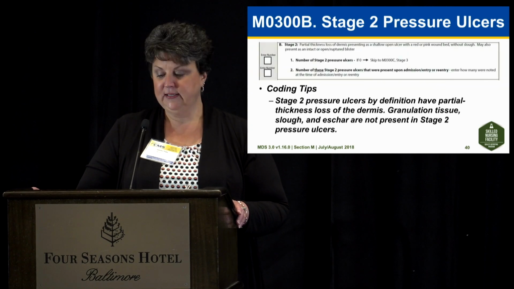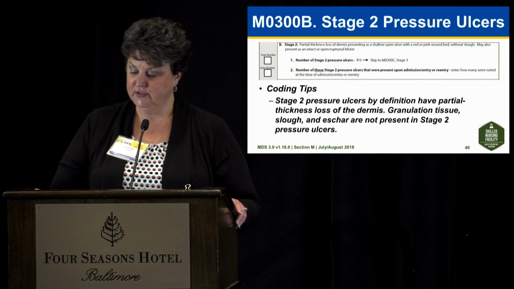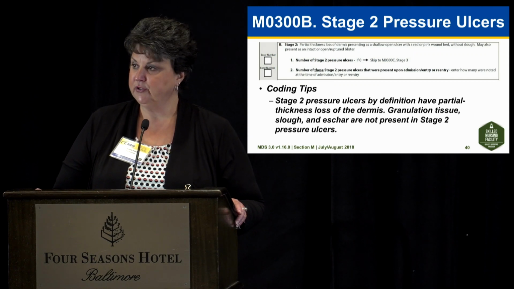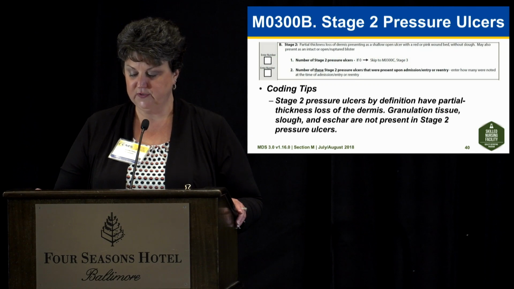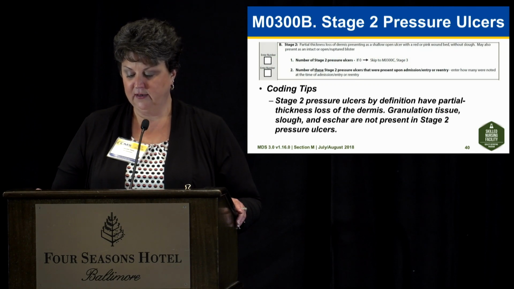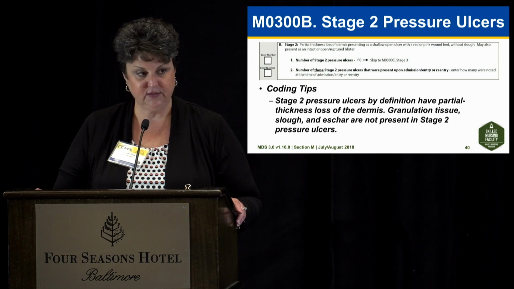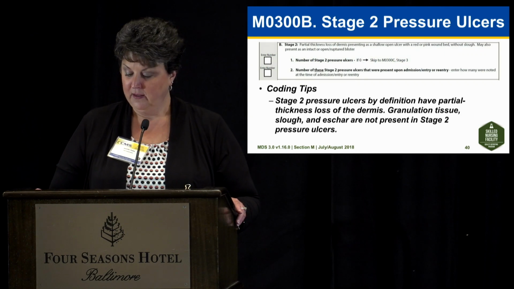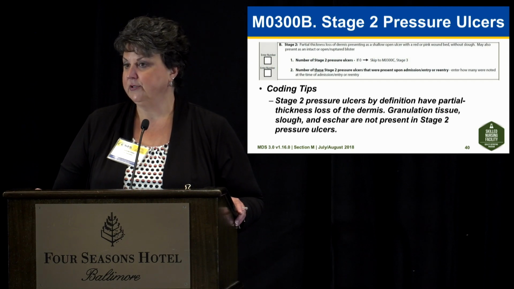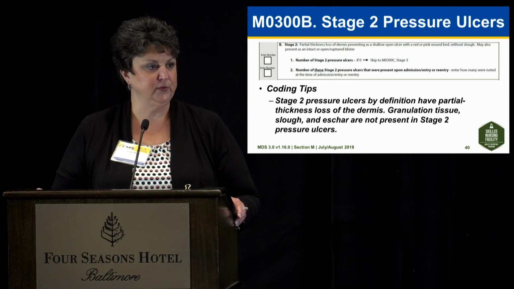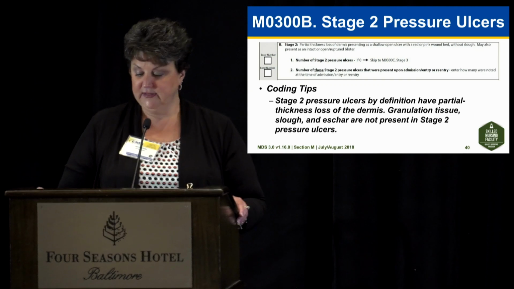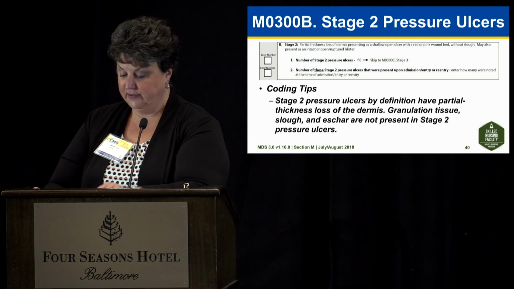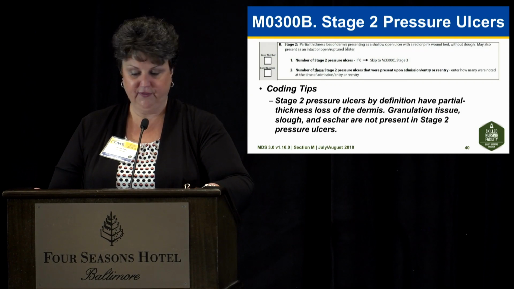A new coding tip has been added to the coding instructions for M0300B that reinforces that stage 2 pressure ulcers do not have granulation tissue, slough, or eschar, and when these are present in a previously stage 2 ulcer, the ulcer has now become a full thickness ulcer. Remember that stage 2 pressure ulcers are partial thickness wounds. When they progress such that there is granulation or any of that underlying tissue, you've now moved on to a full thickness wound.